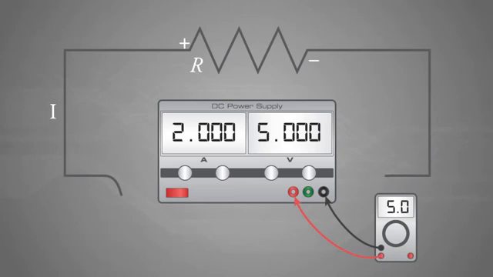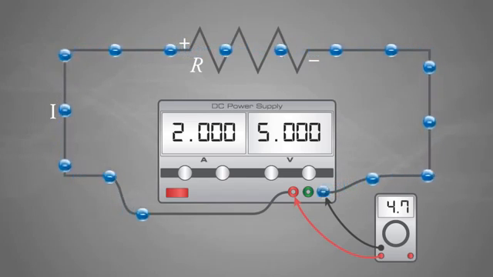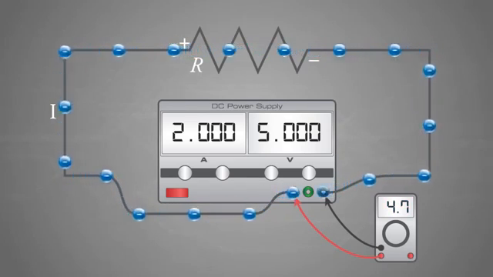A DC power supply will experience a loss of potential difference due to the internal resistance of the supply. When the circuit is connected and current starts to flow, the internal resistance of the power supply reduces the applied circuit voltage to 4.7 volts.